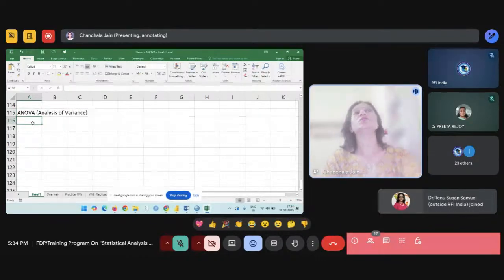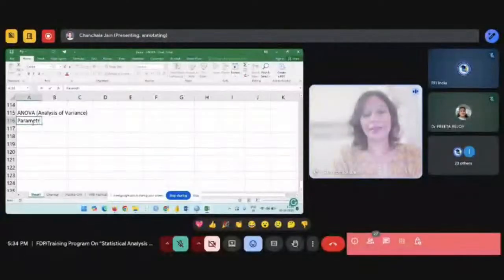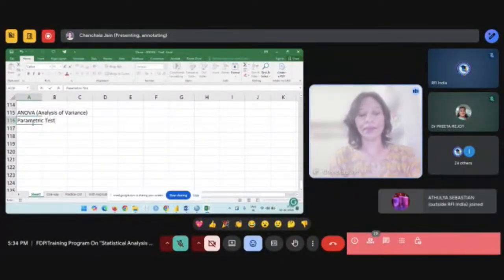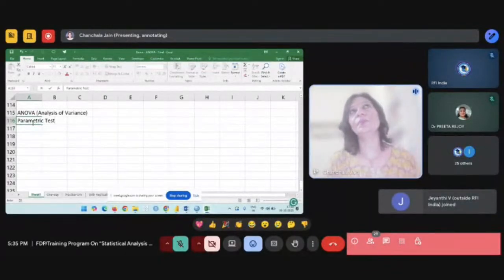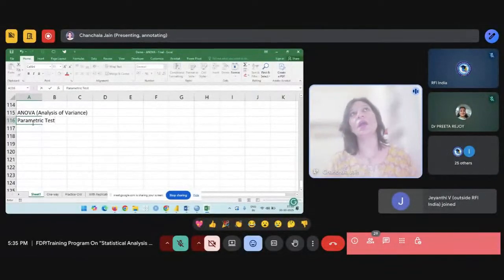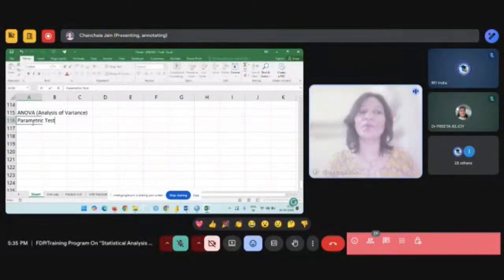So analysis of variance, ANOVA, is a parametric test. One of the assumptions of ANOVA is also related to normality. And apart from that, there will be the equality of variances assumption, outliers, etc. These are some of the assumptions which a researcher can generally check before performing the ANOVA test.